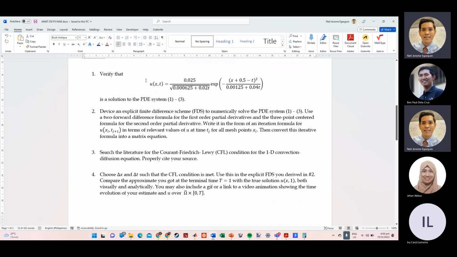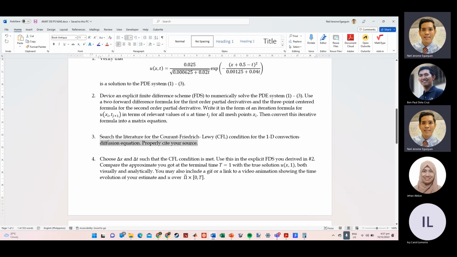Ano? So una, verify nyo muna na ito ay true solution. Tapos mag-derive kayo ng explicit finite difference scheme. Ano? So dun sa first order partial derivatives, gagamit kayo ng two forward difference formula. So alam nyo na yung partial ni u with respect to t. So ganun din, kamukhang formula yung makukuha nyo for the partial derivative of u with respect to x. And then you should also use the 3-point centered formula for the second order partial derivative, which you already have. So isa na lang talaga yung kulang. And then write it in an iterative formula format and the matrix equation.